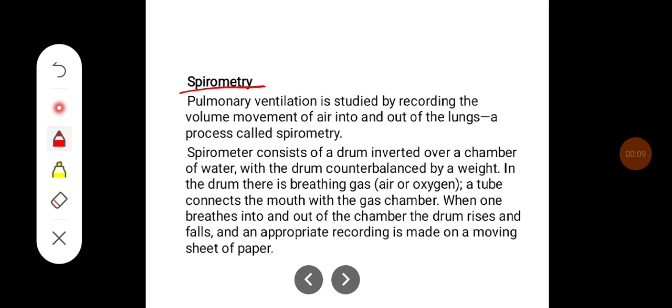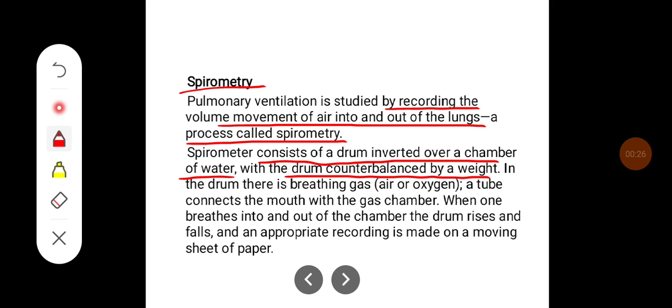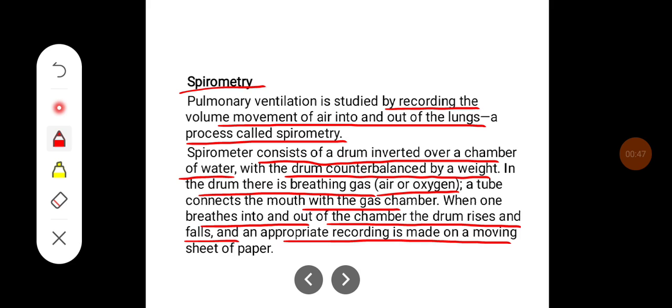Spirometry. Pulmonary ventilation is studied by recording the volume movement of air into and out of the lungs, a process which is called spirometry. A spirometer consists of a drum inverted over a chamber of water, counterbalanced by a weight. In the drum, there is a breathing gas, which could be air or oxygen, and a tube connects the mouth with the gas chamber. When one breathes into and out of the chamber, the drum rises and falls, and an appropriate recording is made on a moving sheet of paper by the kymograph.